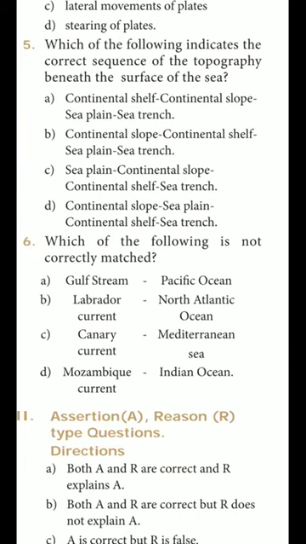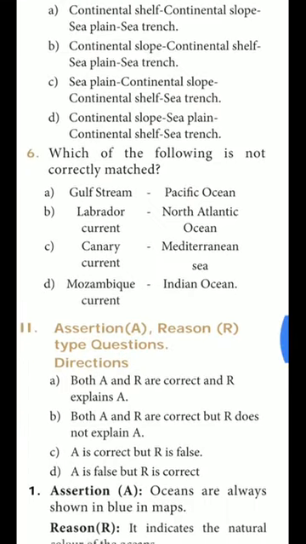Seventh one, which of the following is not correctly matched? Here, option A and option C are the answer. A, Gulf Stream, Pacific Ocean. C, Canary Current, Mediterranean Sea. These two are not correctly matched.